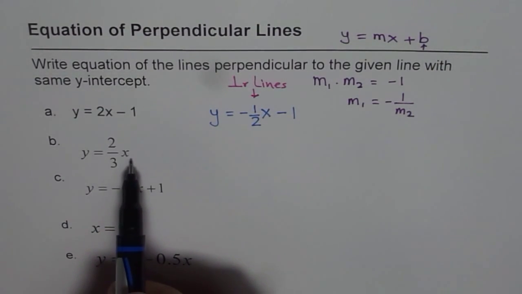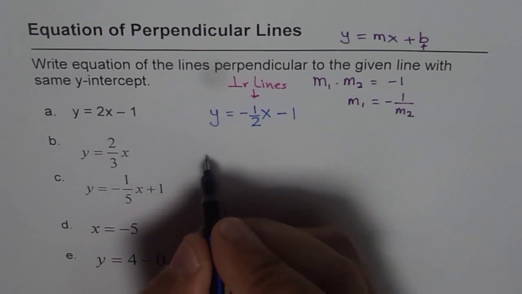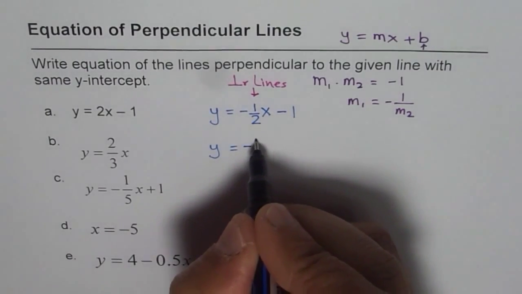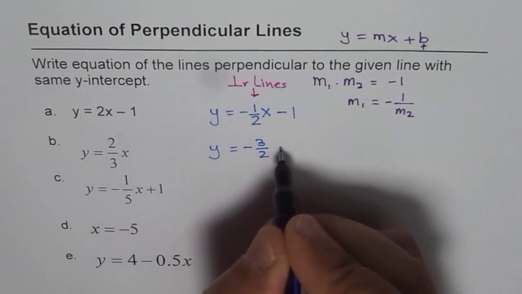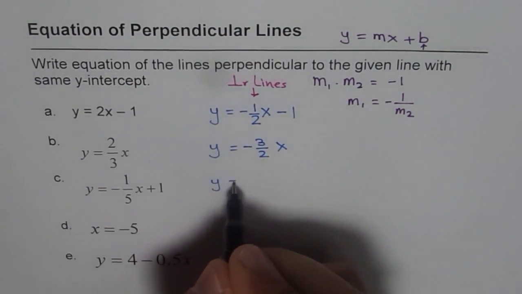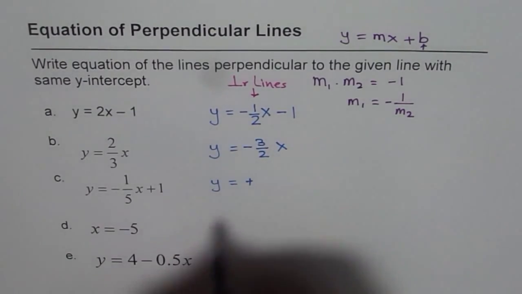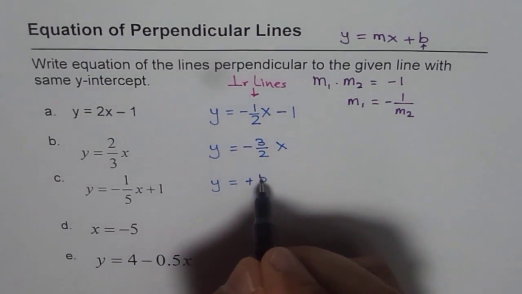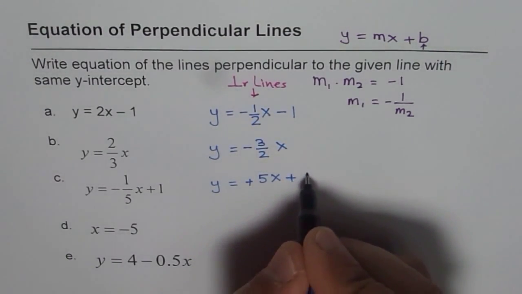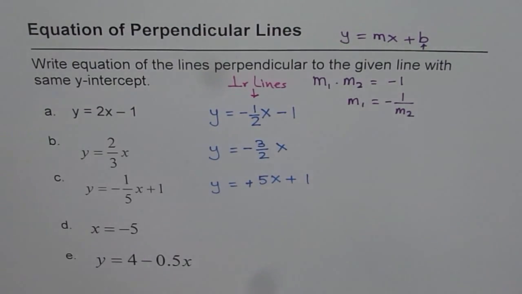Now let's look into the second equation. Here the y-intercept is 0, right? Plus 0. So the negative reciprocal of 2 over 3 is negative 3 over 2. So you flip these numbers to get the negative reciprocal. See, y should be equal to negative of negative is positive. 1 over 5 becomes 5 over 1. So I can just write 5 here. 5x plus 1. So you have seen in these examples how we can find very easily negative reciprocal of the slope and write equation of the perpendicular line.